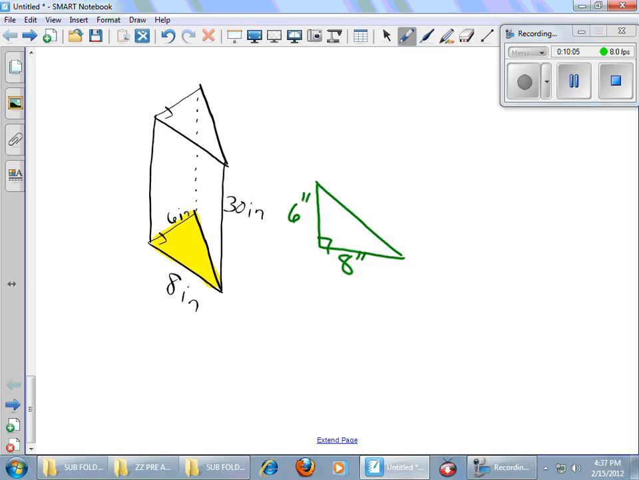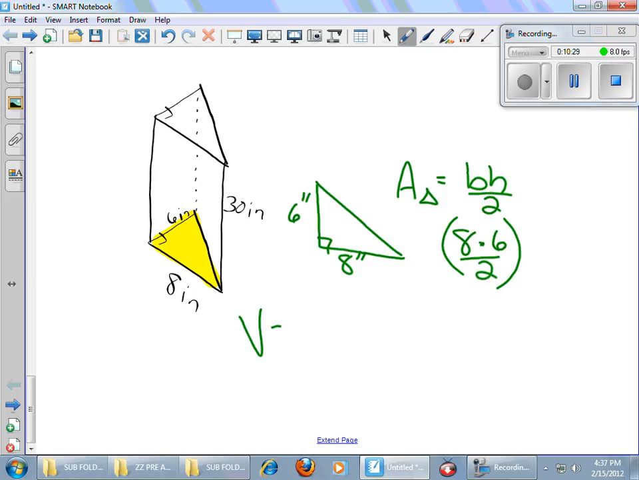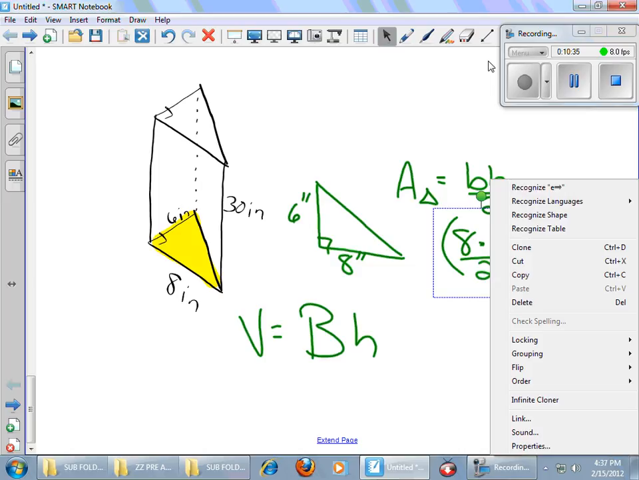Okay, now before Drew tries to tell me that's 48 inches, I'm going to remind him that a triangle is only half of a rectangle. So the formula for the area of a triangle is base times height, but I've got to divide by 2. So it's going to be 8 times 6, but then I'll divide by 2. Now to do the volume, I need the area of the base times the height. Well, this is how I get the area of the base.